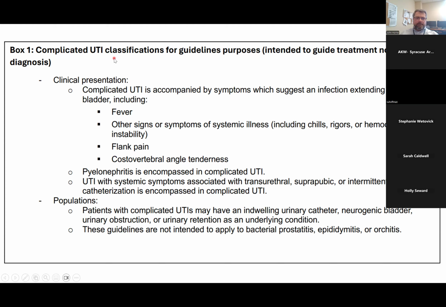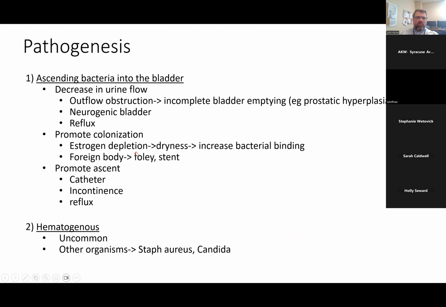Complicated UTI. So it's a UTI accompanied by symptoms which suggest an infection beyond the bladder. So fever, chills, rigors, flank pain. And then as far as pathogenesis, how does the bacteria get there? Well, it's ascending bacteria into the bladder. It's going up the urethra into the bladder, is the thought, and that is the most common route.